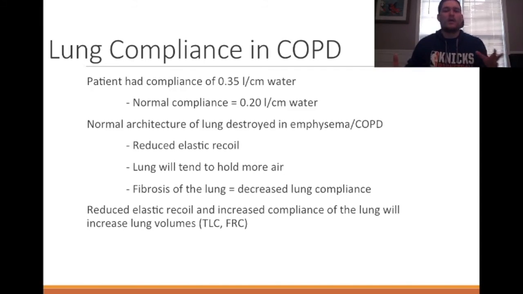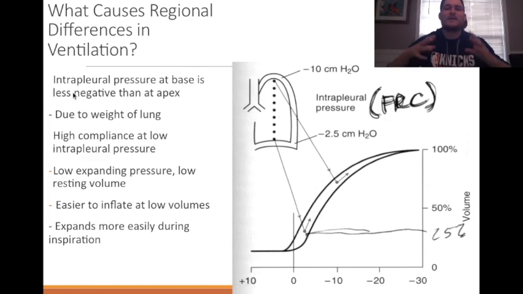But overall, in those with COPD, you're going to see that increase in compliance because of more of that trapped air. And so the reduced elastic recoil and increased compliance of the lung will increase lung volume. So your total lung capacity and your functional residual capacity, the amount of air left over after a normal exhale, both of these values increase. Again, more air getting trapped within the lungs.